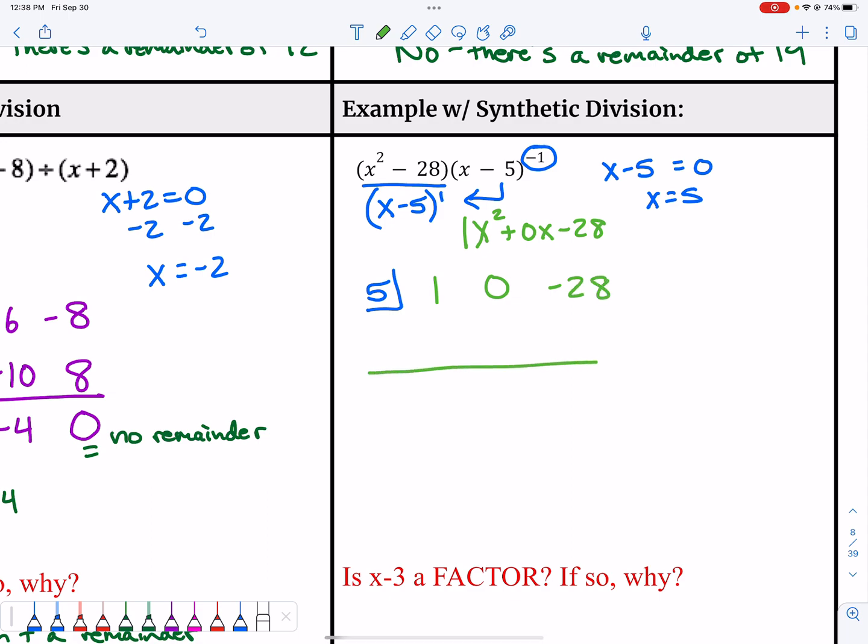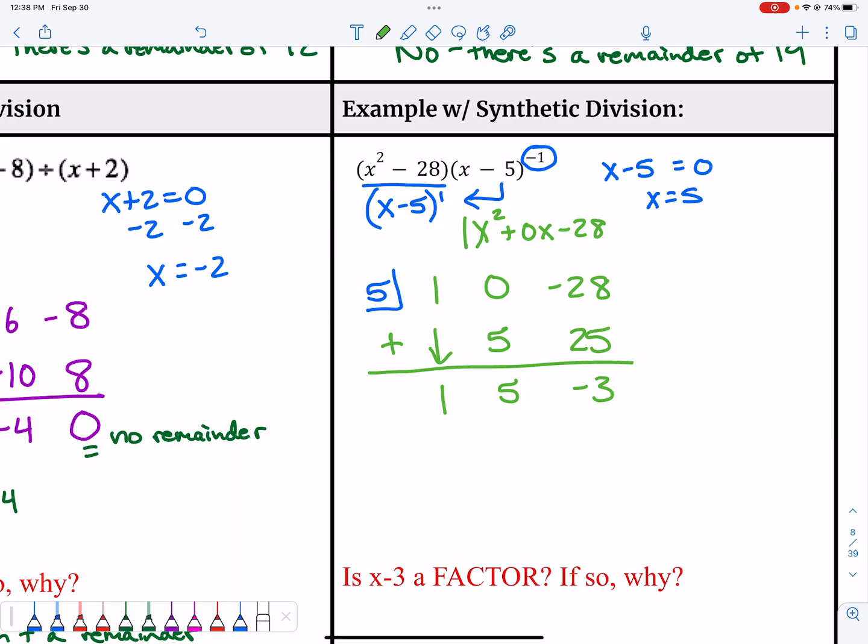Then draw a line. Drop the first number down. So we have 1 to get started. 1 times 5 is 5. Bring that over underneath the 0. And always add those numbers up. So 0 plus 5 is 5. 5 times 5 is 25. Then bring that over underneath the -28. And -28 plus 25 is -3.